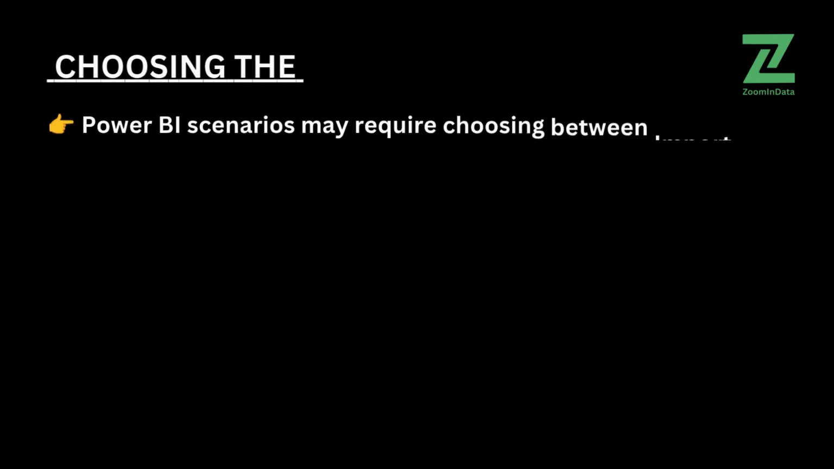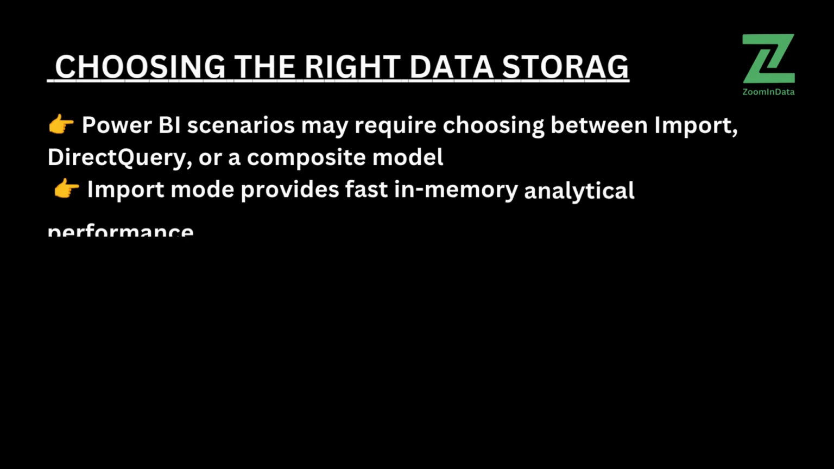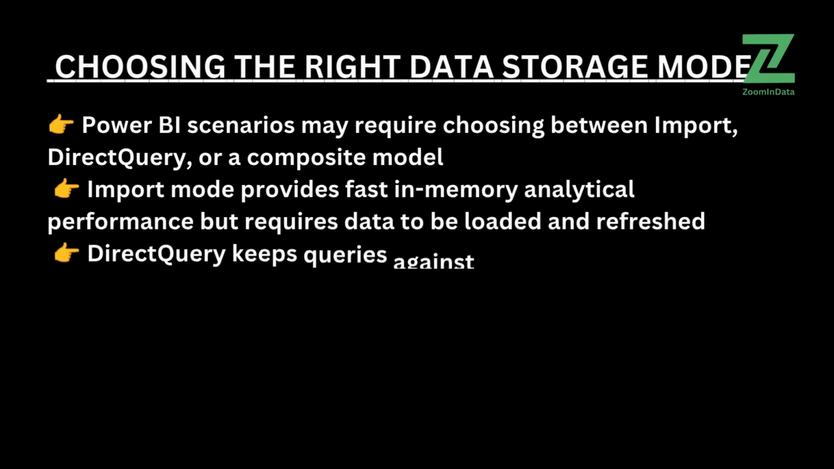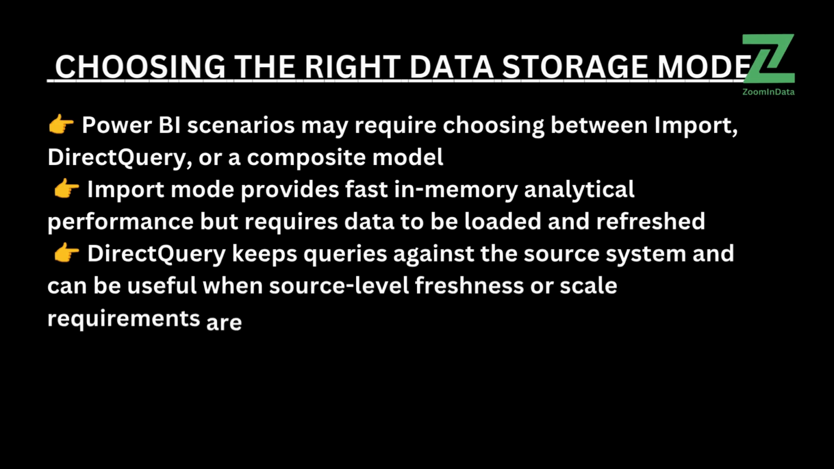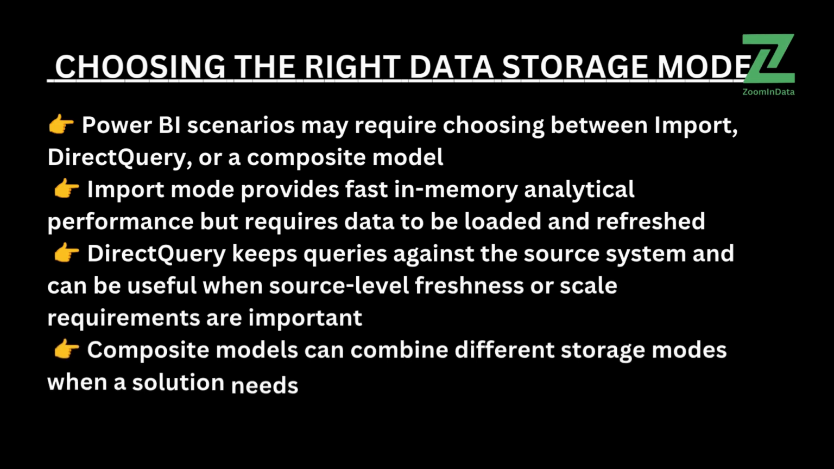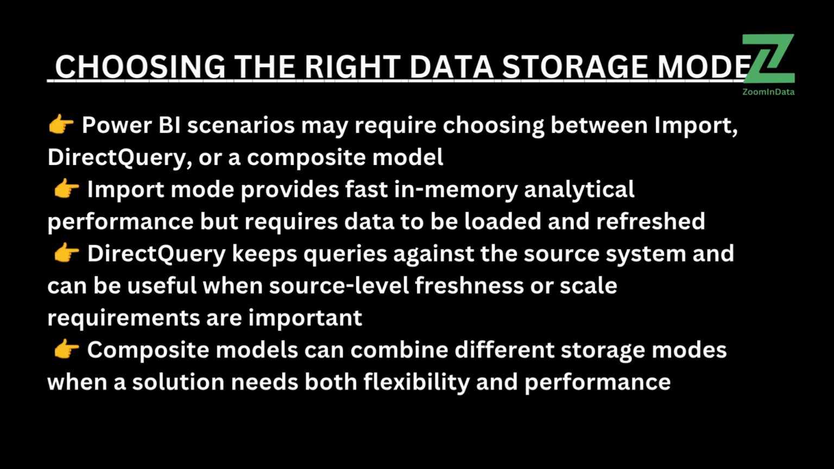Power BI scenarios may require choosing between import, direct query, or a composite model. Import mode provides fast in-memory analytical performance, but requires data to be loaded and refreshed. Direct query keeps queries against the source system and can be useful when source-level freshness or scale requirements are important. Composite models can combine different storage modes when a solution needs both flexibility and performance.